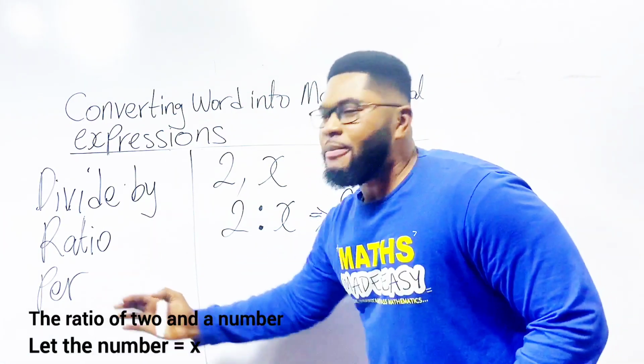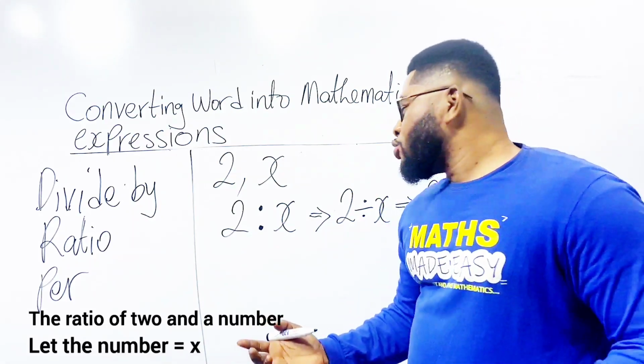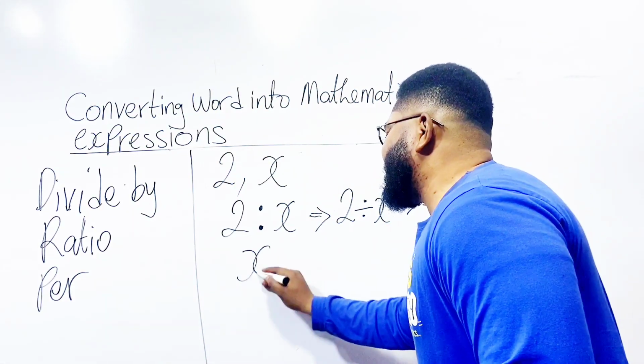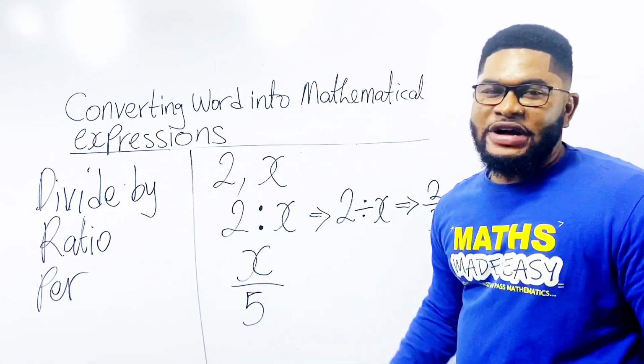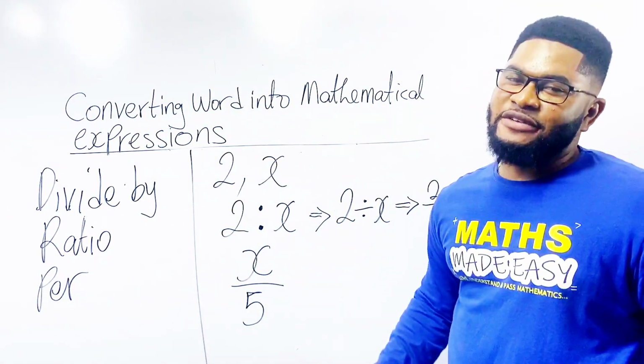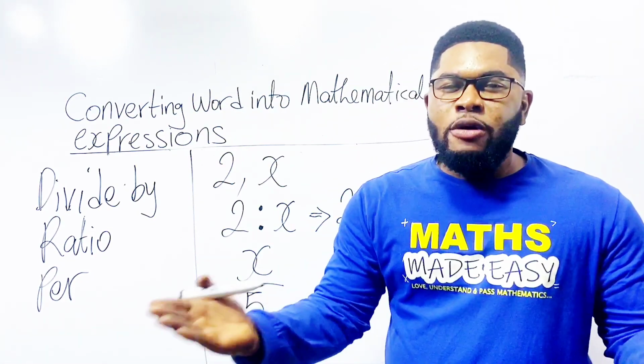The same thing to the pair. Pair also means division, which means over. So when I say x divided by, let's say 5, means x over 5 or x per 5. So these are the various words in word problem.